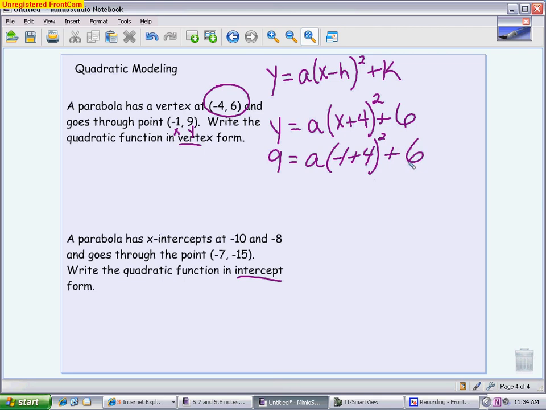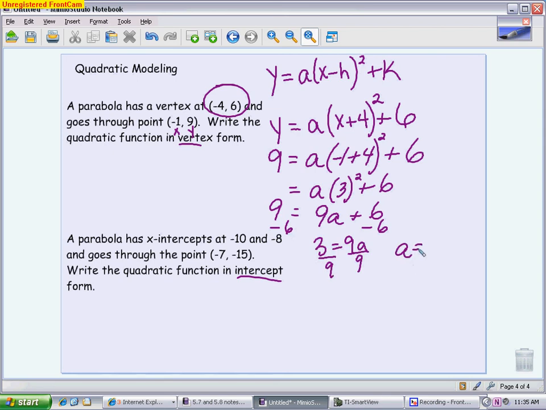I do have to follow order of operations, so I have to do what's in parentheses first. So I get -1 plus 4 is 3. I have to square it, so 3 squared is 9, so I get 9a plus 6 equals 9. And now I want to solve a basic equation. So I'm going to subtract 6. I get 3 equals 9a, divide by 9.